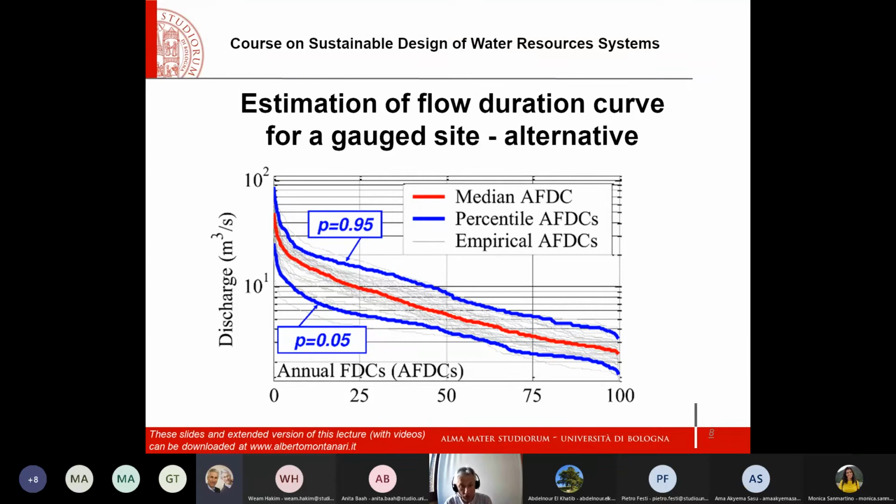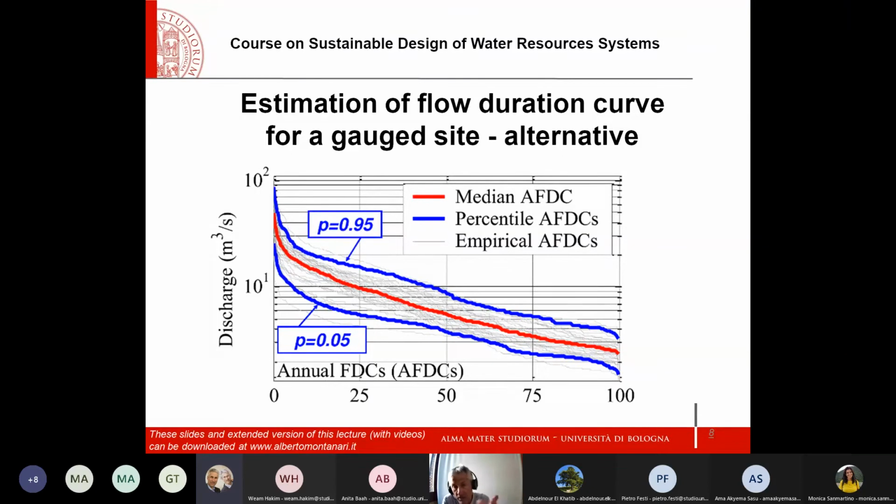And look at this picture. In this picture, you have many flow duration curves in light gray plotted together. Forget about the blue lines for now. And focus your attention on the gray thin lines. These are many flow duration curves. And then I can compute the average, the red line, or the median.